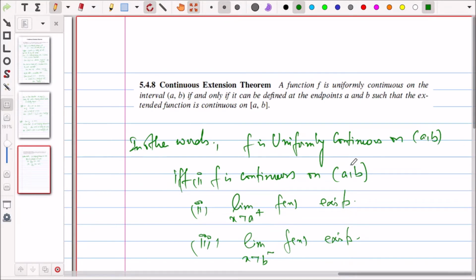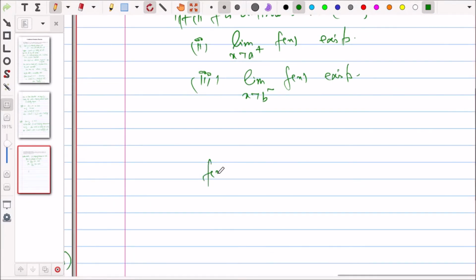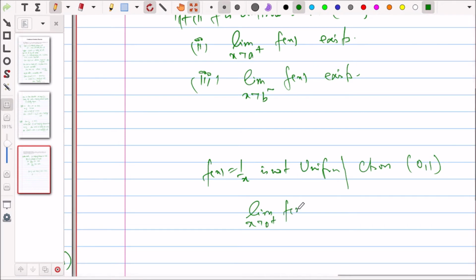So basically it means that f is uniformly continuous on the open interval (a, b) if and only if f is continuous on the open interval (a, b), and the limit at the point, so the RHL at the point a should exist and the LHL at the point b should exist. So if these three conditions are satisfied, then we say that f is uniformly continuous on the open interval (a, b). So now, given any function, you can easily say that f(x) equal to 1 by x is not uniformly continuous on (0, 1), because the limit as x tends to 0 positive of f(x) does not exist. So you can easily conclude from this theorem.